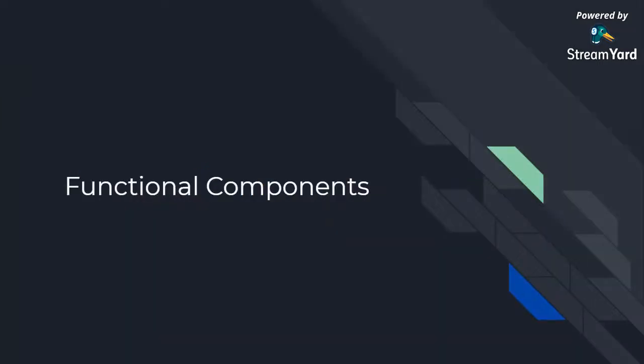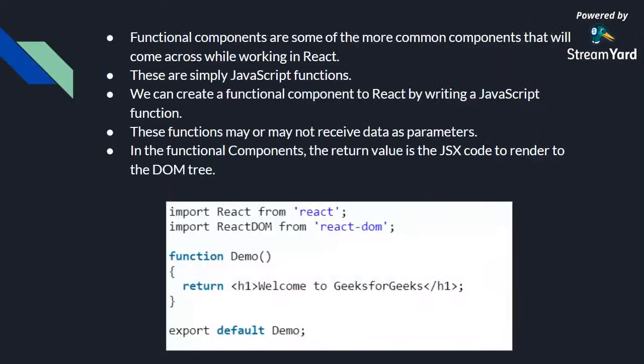Next up, we have functional components. Functional components, as I said, are the more common components that we use in React, because some components just need to return a sort of UI. We do not need any communication. We do not need any states in those. So we can just use the functional component and return the UI.